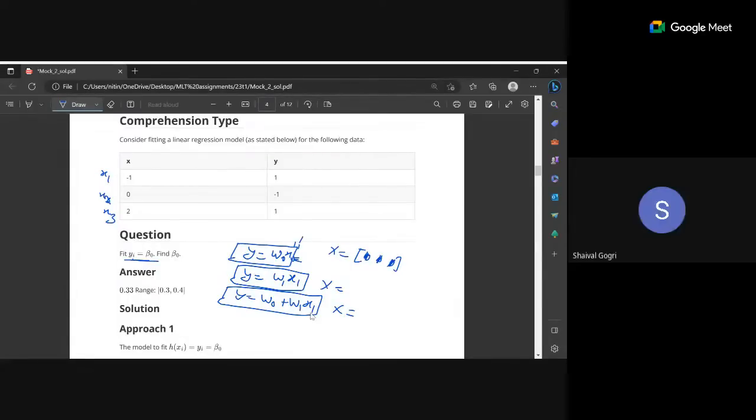I'm still not able to get it. Sir, can you please just draw a diagram for this thing? I mean, this equation. You can relate that way. Okay, so let me.